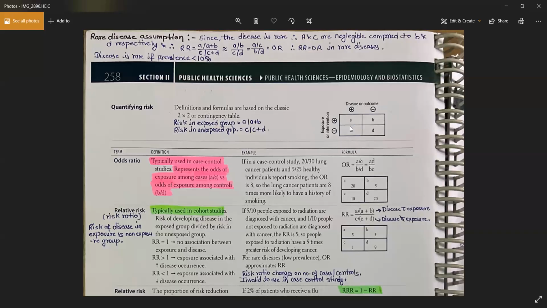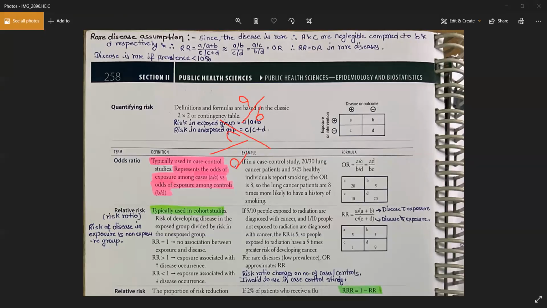Now let's calculate the relative risk in these individuals. The relative risk will be equal to A upon A plus B, divided by C upon C plus D. But I can easily neglect A and C in front of B and D. So what I get now is A upon B divided by C upon D. Let me annotate it for you. Now you get A upon B whole term divided by C upon D.